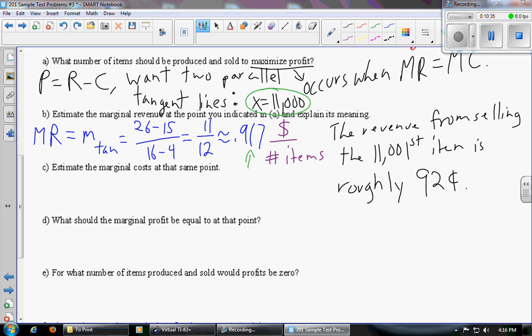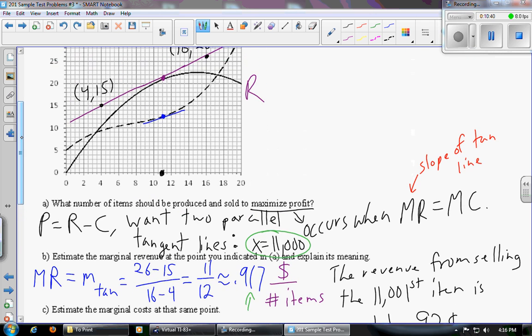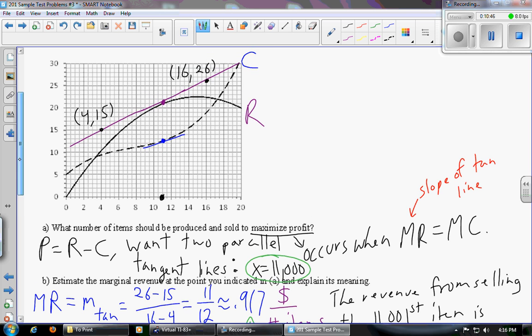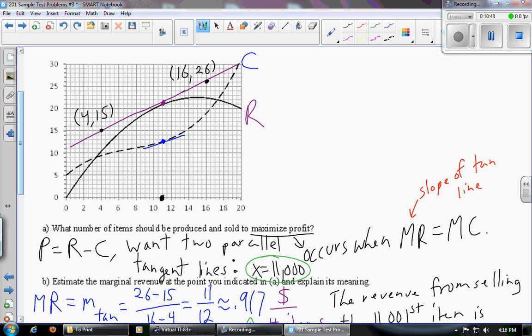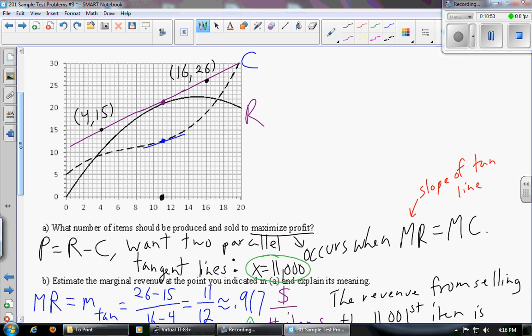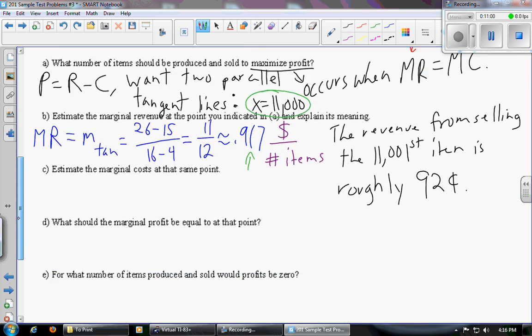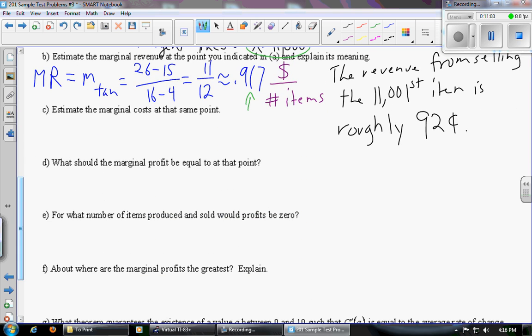Let's see, estimate the marginal costs at that same point. What you could do is maybe extend that blue tangent line on the cost function in both directions, find a couple of points that appear to be close to being on the grid, and do another slope calculation. But if you're on the ball, you recognize you don't have to do any of that. The whole point is that at the max profit point, the marginal revenue is equal to the marginal cost. Those were parallel tangent lines. So our answer to this one is that the marginal cost is equal to the same 0.917 we got before, dollars per item.